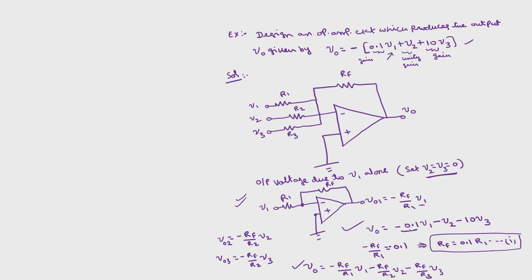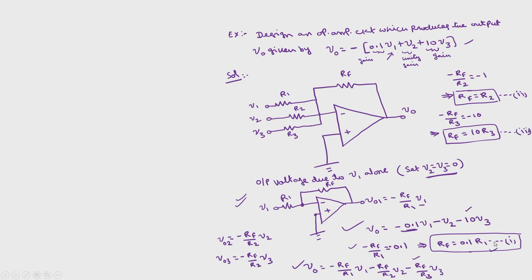If you compare this and this expression, minus RF by R2 should be equal to minus 1, which implies RF should be equal to R2. That is the second expression. And if I compare the coefficient of R3, minus 10 is equal to minus RF by R3, which implies RF is equal to 10 times R3. From equations 1, 2 and 3, you have to choose the values of R1, R2, R3 and RF which satisfy the expressions 1, 2, 3.